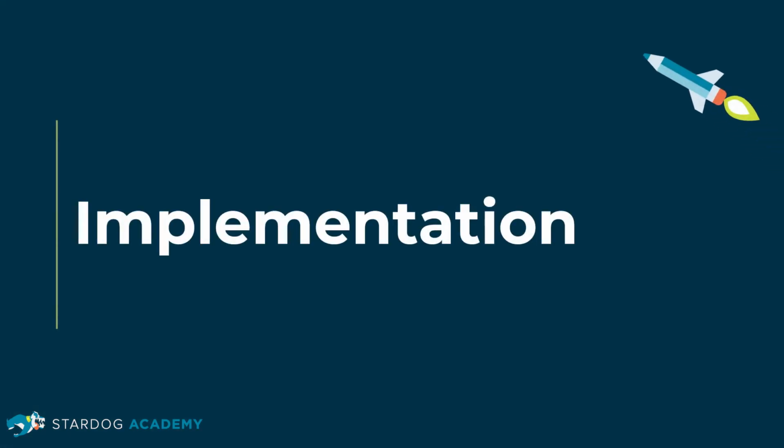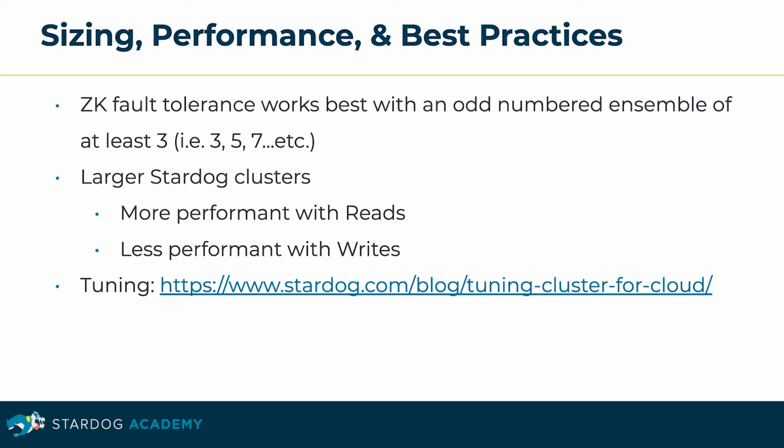This begins the section on implementation. Here is some sizing, performance, and best practices you can use when implementing a Stardog cluster within your environment. Remember that Zookeeper fault tolerance works best with an odd number ensemble of nodes. So at least 3, but any odd number will work best. Larger Stardog clusters tend to be more performant with reads and less performant with writes. You can see our blog post, Tuning Cluster for the Cloud, on the Stardog blog for additional tuning advice.